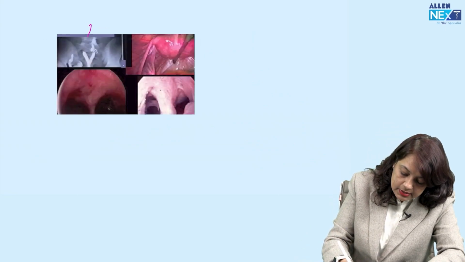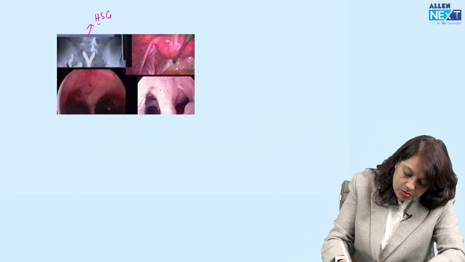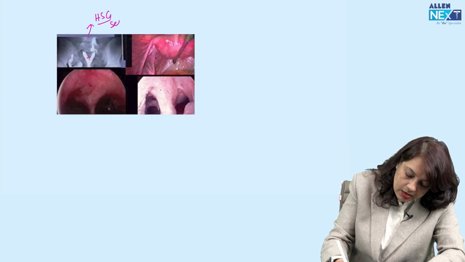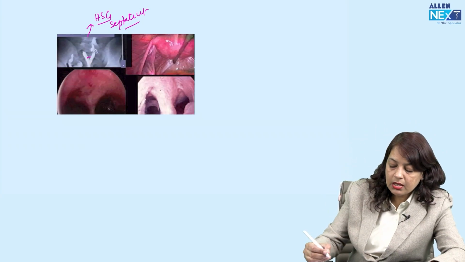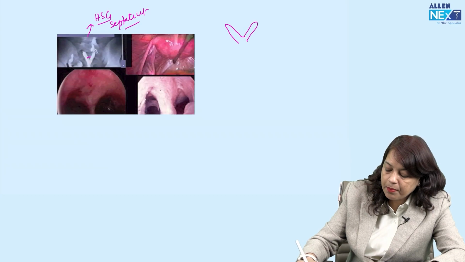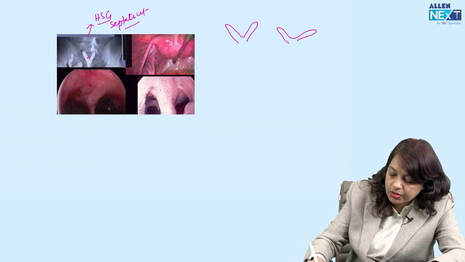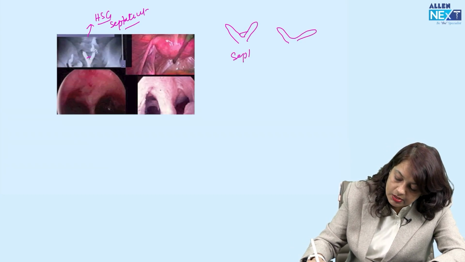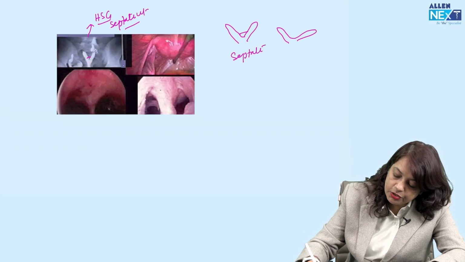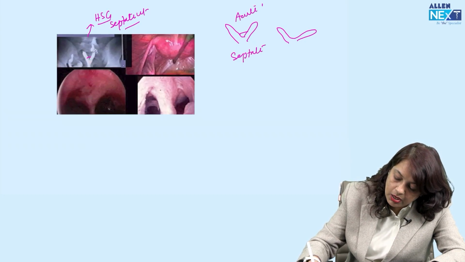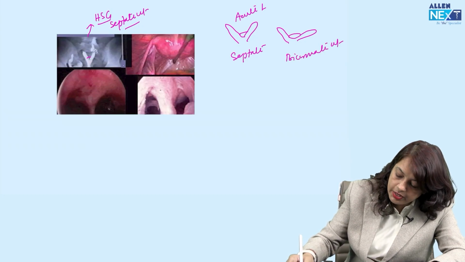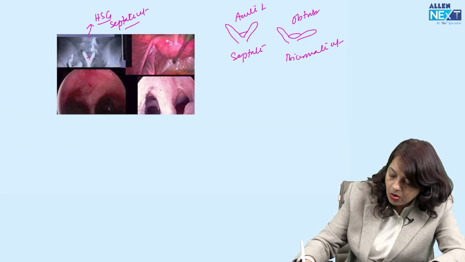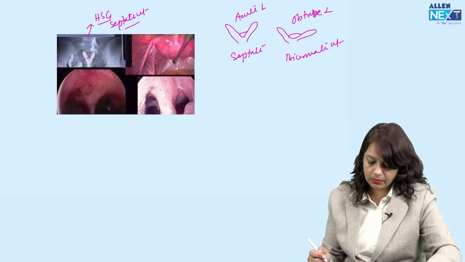So this is an HSG image. Most likely it is a septate uterus, but you have to keep the possibility of a bicornuate uterus. The main difference between a septate uterus and a bicornuate uterus is that in a septate uterus, the angle between the two cornua is an acute angle, and in cases of bicornuate uterus, it is an obtuse angle. Okay.